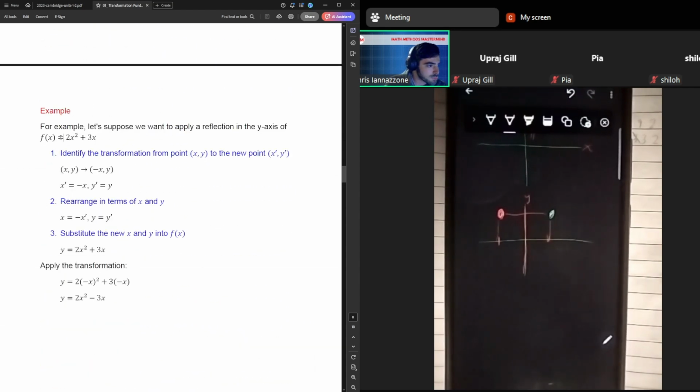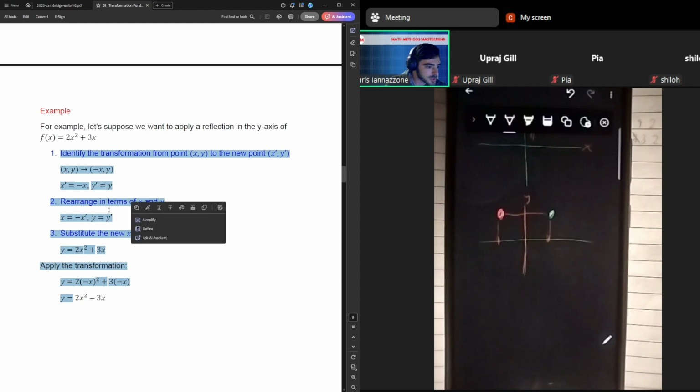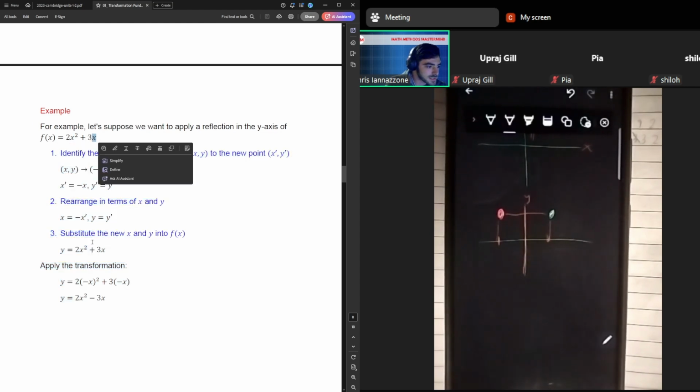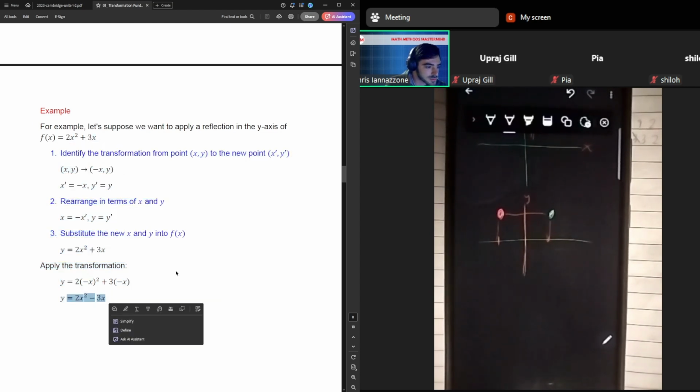Here's an example where you've got multiple x's. You treat it the same way. So if you go through the process, then by all means. Otherwise, just replace each of these x's with a negative x, and then simplify from there.